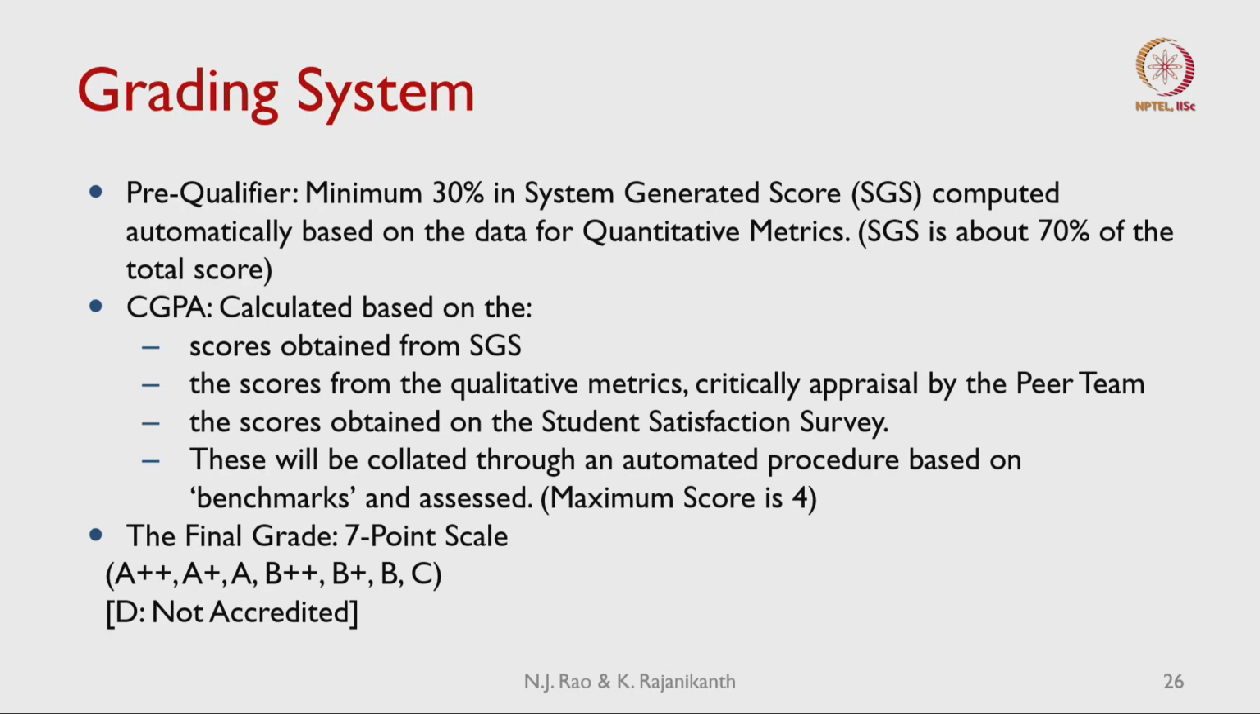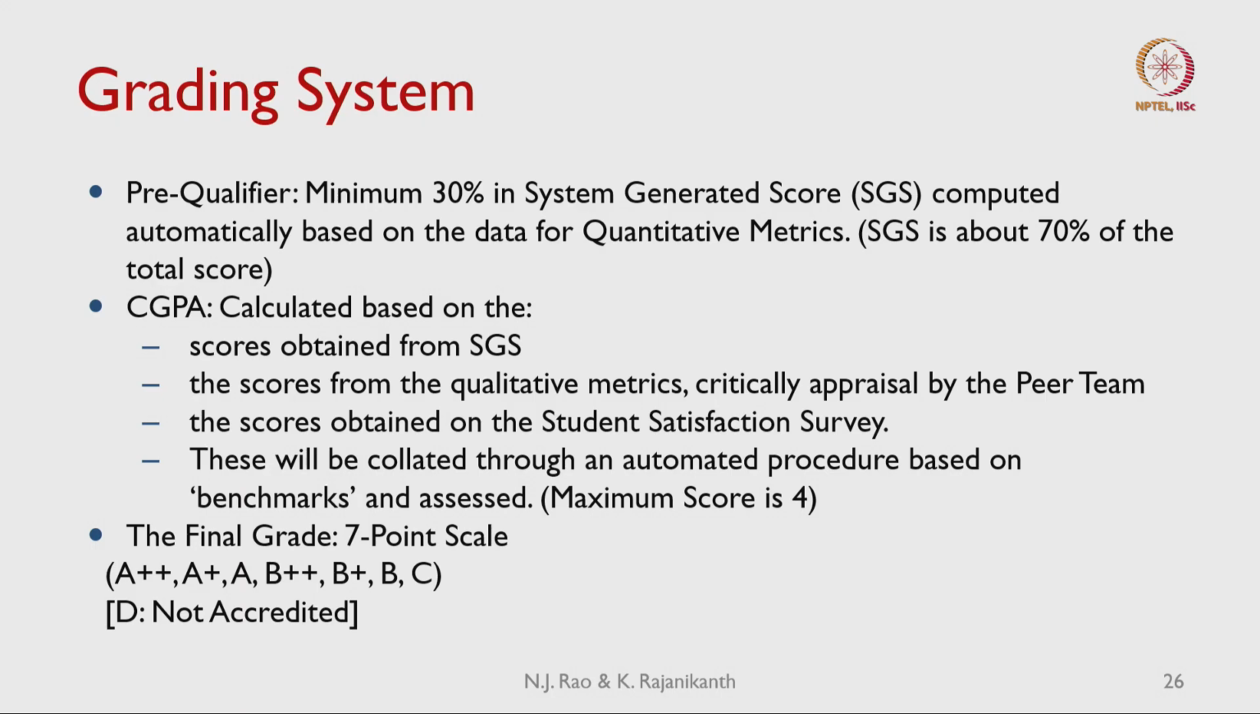Then the grading system of NAAC also was based on a pre-qualifier, just like NBA also has a pre-qualifier: a minimum of 30% in the system generated score. As I mentioned just now, the system generated score is computed automatically based on the data for quantitative metrics. The data is clear, the formulae are clear, so the system can compute the value. The institute also can compute the value to know whether it satisfies the pre-qualifier requirements or not. The total SGS is about 70% of the total score.